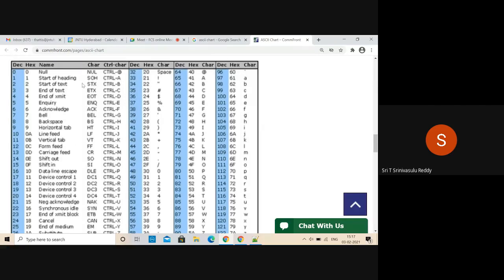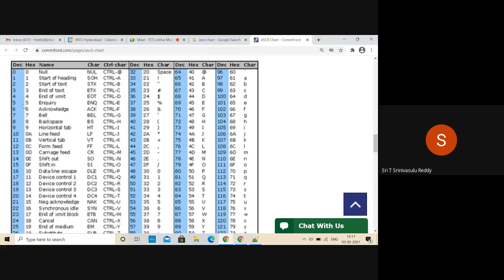Similarly, the ASCII 0 is actually nothing but what is called the null value. You must have heard of the null character in C language. That null character is nothing but a character whose ASCII value is all zeros. All 7-bit zeros or all 8-bit zeros.